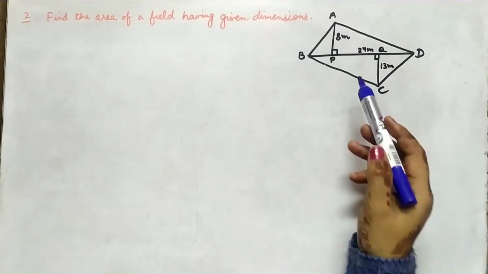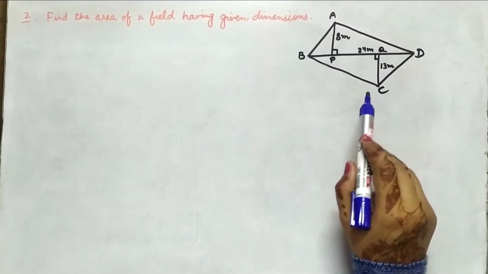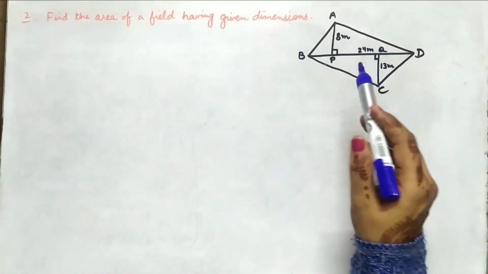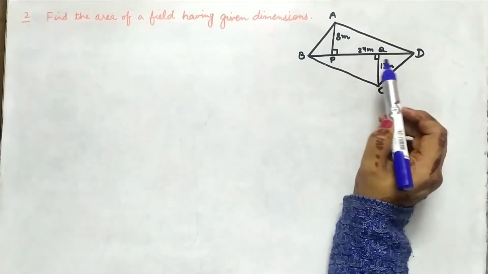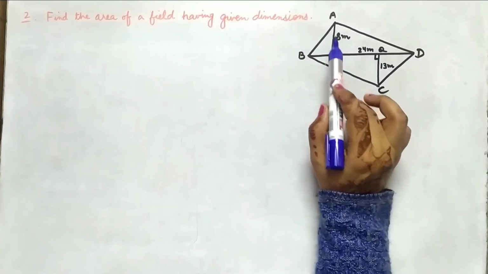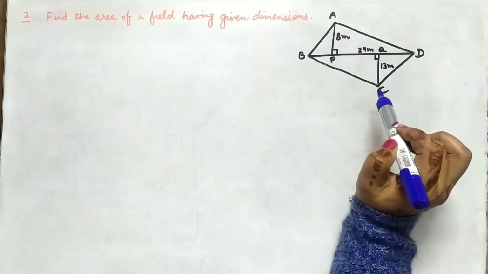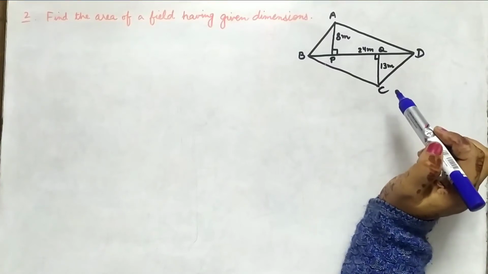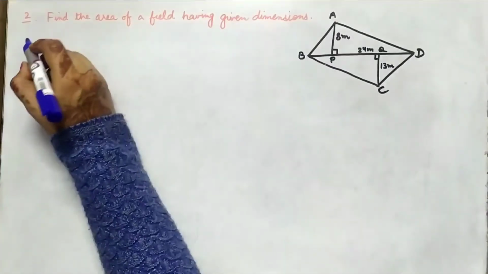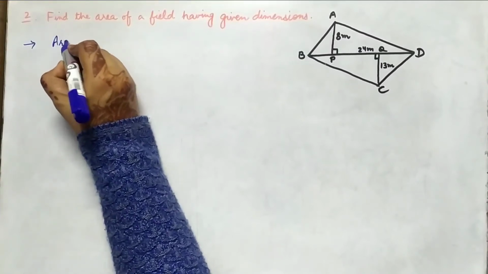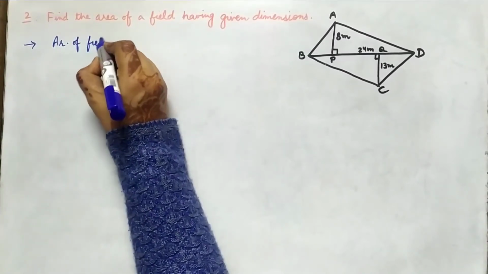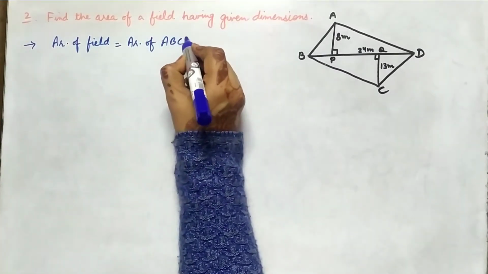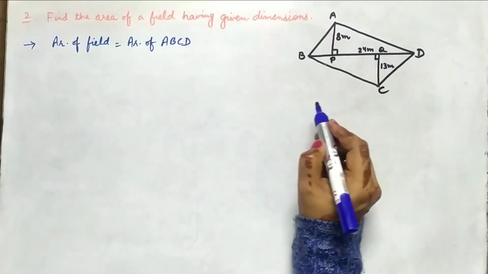Second question, find the area of a field having given dimensions. We are given a field, it can be a park or a ground, anything. We have to find the area when the dimensions are here. Diagonal BD is 24 meters and the perpendicular distances of that diagonal from opposite vertices are 8 meters and 13 meters. So we remember the formula. We start with the area of the field, means the area of the figure ABCD. ABCD, it is our total field.